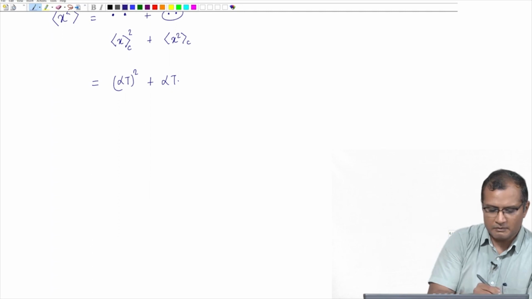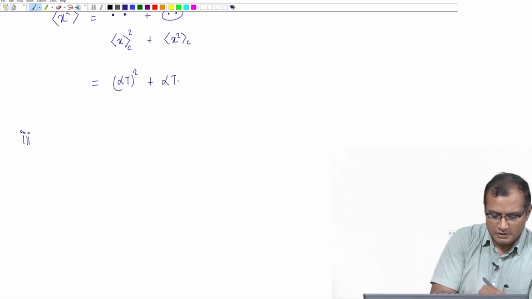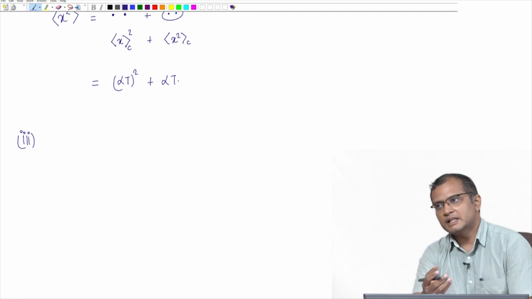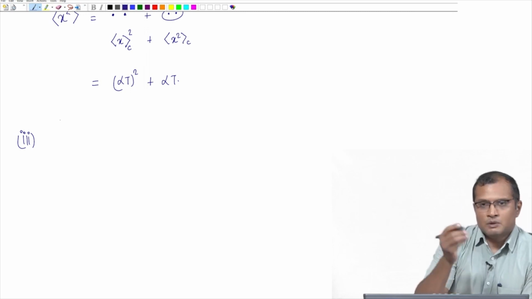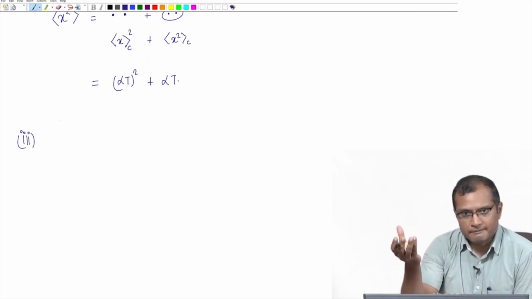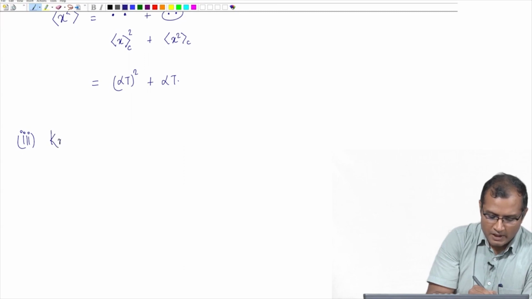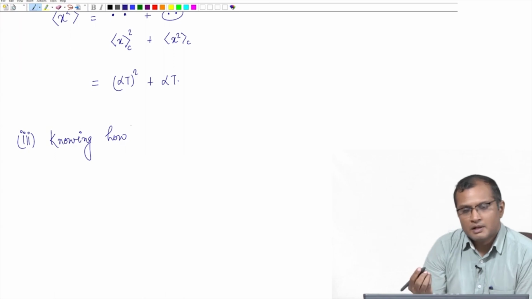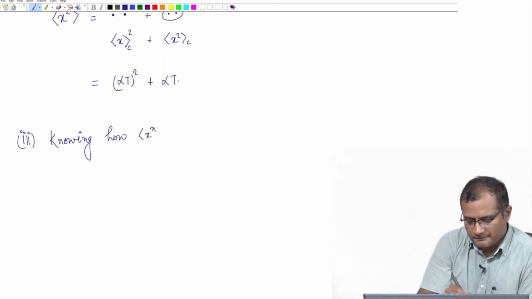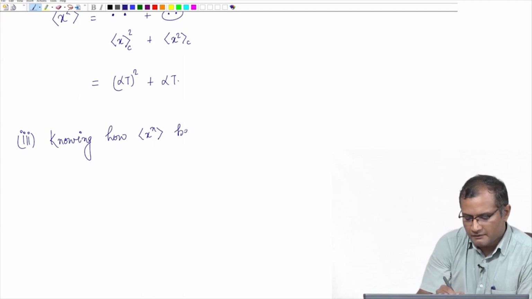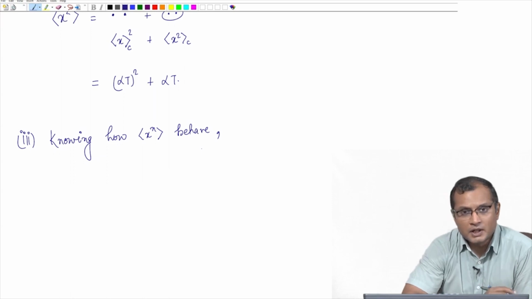And the last problem that I would like to bring up is basically the following. You know how averages of a random variable behave. For example, knowing how averages of x behave, the question is, can you compute the PDF?